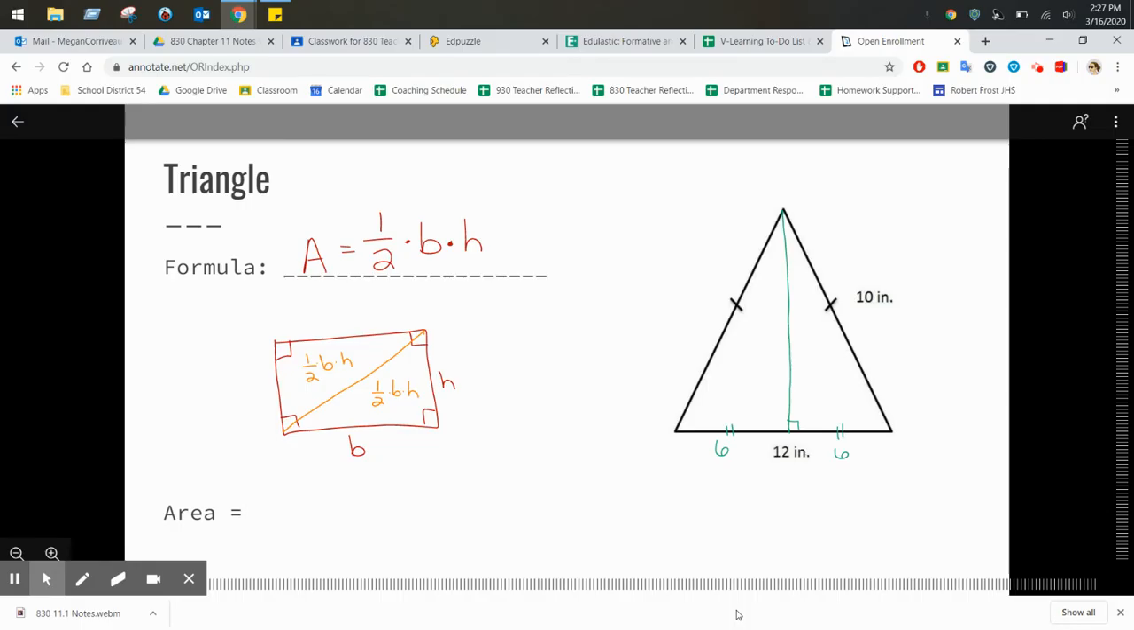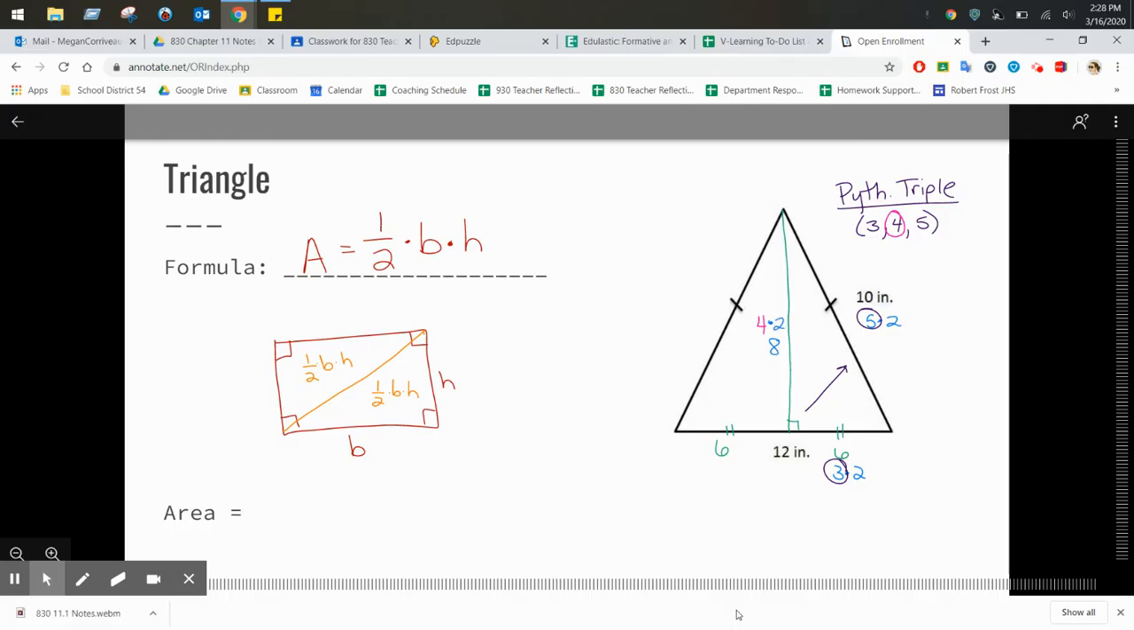Now I need to figure out the height. Let's see. 10 would be 5 times 2. 6 is 3 times 2. 3 and 5. 5 is across from that right angle, so Pythagorean triple. 3, 4, 5. I have 3, I have 5. What I need is 4. So the height here would be 4 times 2, which would give me a height of 8.